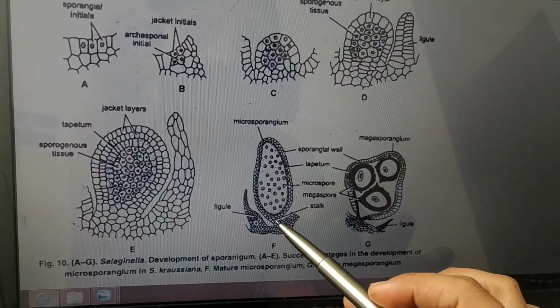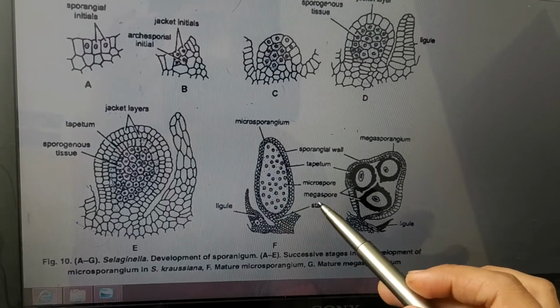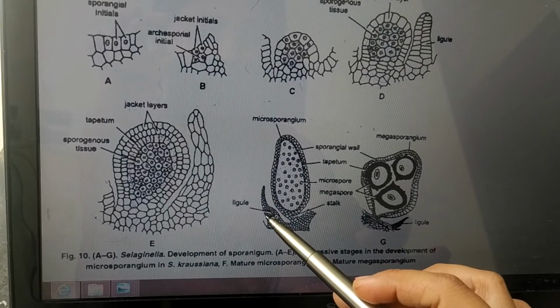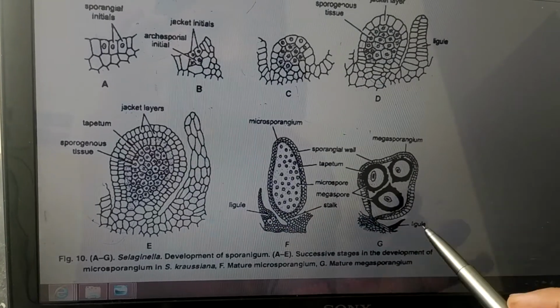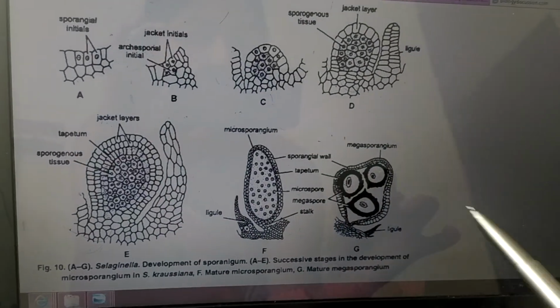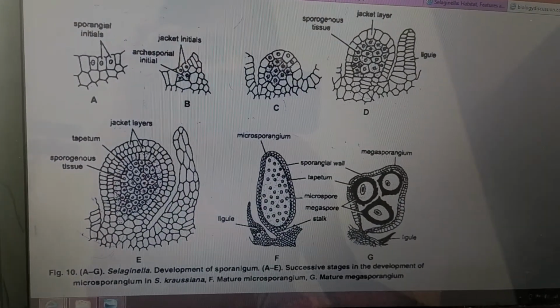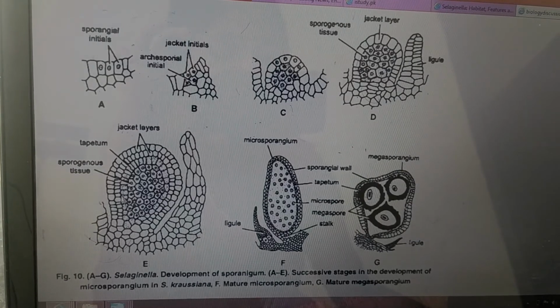They led to formation of this multicellular stalk. With the help of this stalk, it attaches to the leaf. This is the membranous outgrowth which we call a ligule. Here this is a ligule. So these are the different stages of the development of a mega as well as a microsporangium in case of Selaginella. Thank you.